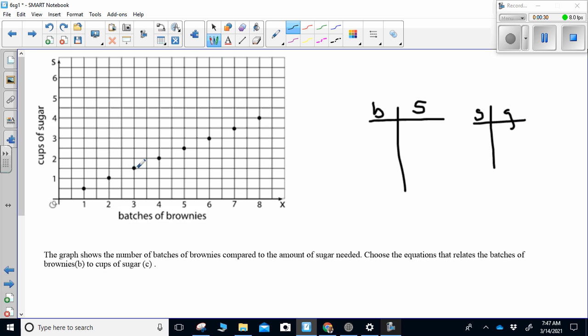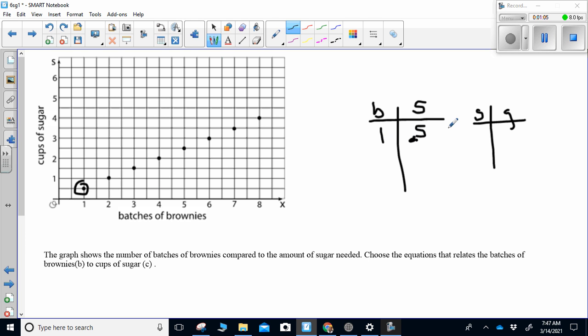So I'm going to look at this point right here. So to get to that point, I would go to the right on brownies and then up a half. So that's a 1 to a 1/2 or 0.5 ratio. So if I went to 2, it would be 1. If I went to 3, it would be 1.5. If I went to 4, it would be 2, and so forth. So that's my first one. So brownies to sugar, it's going to be a 1 to a 1/2 ratio.